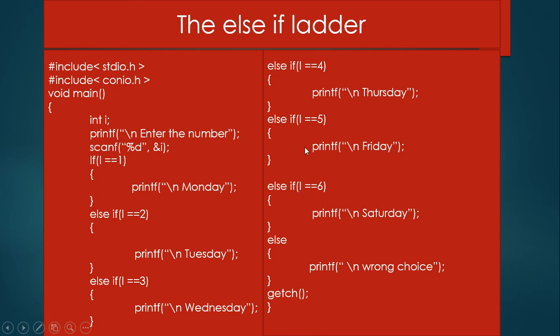And if all these conditions are false, then the control will come into the else part and print the message wrong choice onto the screen using the printf function. And simply at the last I am calling the getch function, and the main function braces will be closed here.